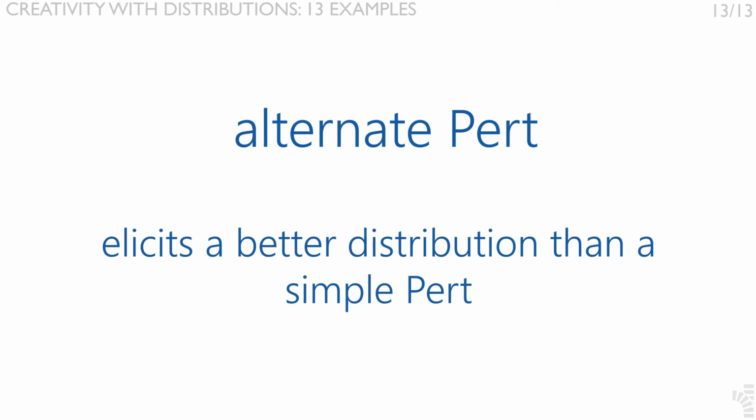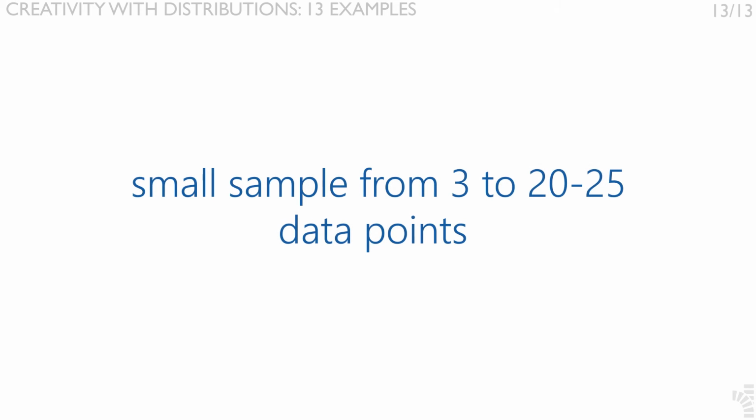Exercise 13. Theory of small numbers algorithm. When faced with small samples, an algorithm using alternate distributions such as the alternate Pert may be able to elicit a somehow better distribution than just a simple Pert. We consider a small sample starting on 3 data points and as much as 20 to 25 data points.